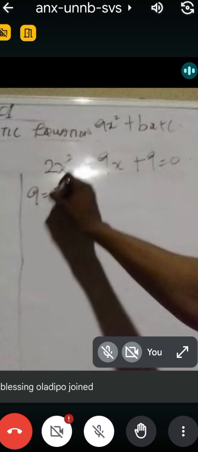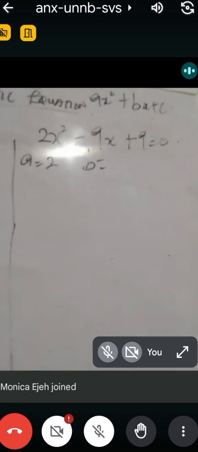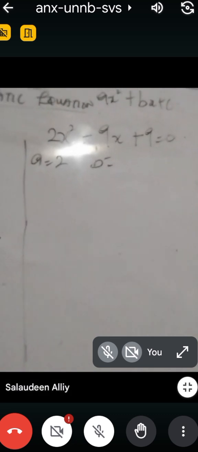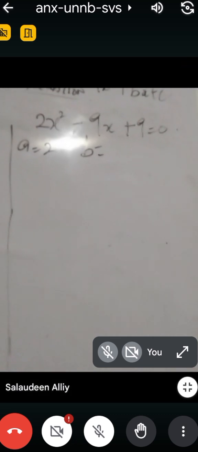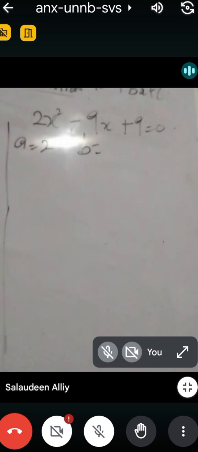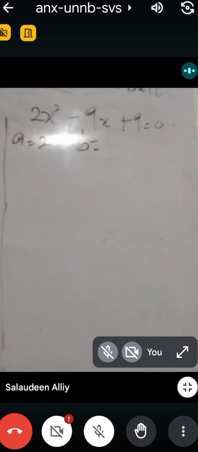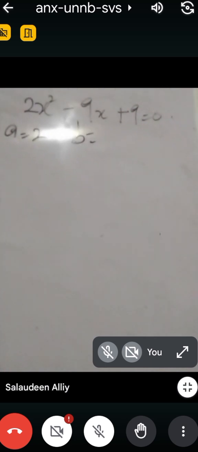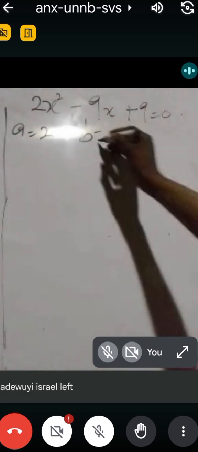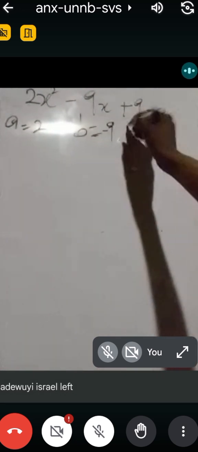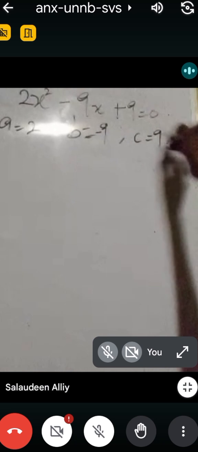So a equals 2. You must note that if you mistake it, you get the wrong answer. A equals 2, b equals, who's going to tell me b now? Mr. Adima said 9. You are wrong. It's minus 9. Someone has learned from that. Minus 9. And c equals plus 9 itself.